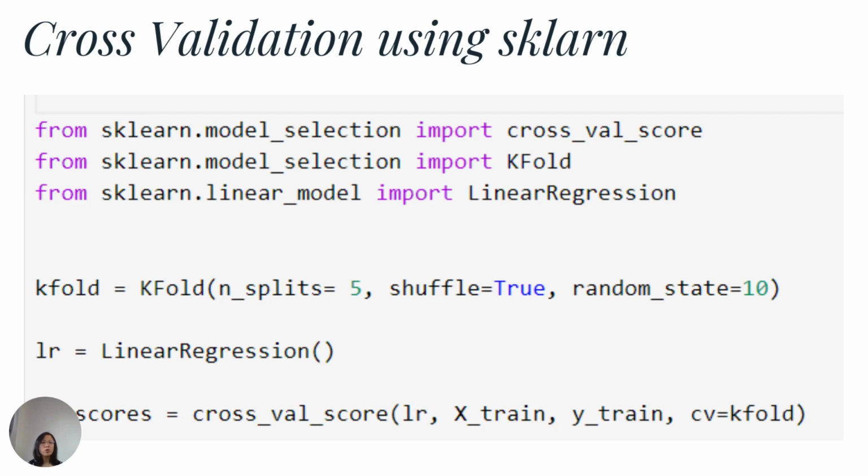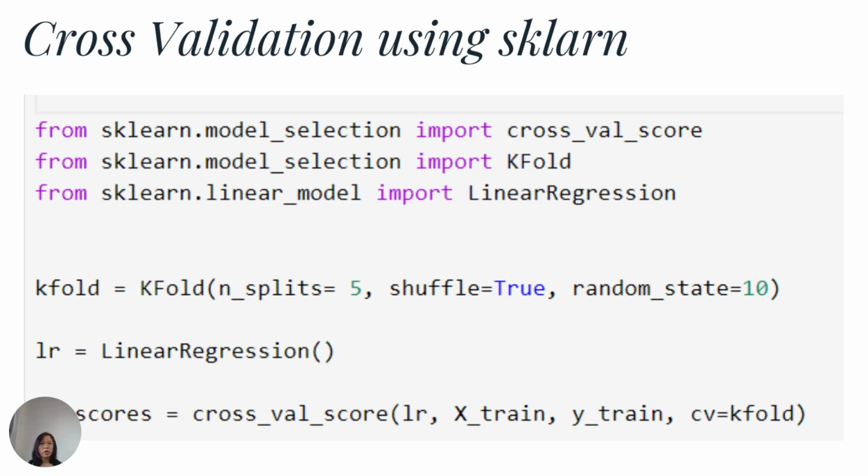Then we use this cross-validation method to find the parameters using GridSearchCV and RandomizedSearchCV, which we are not going to cover in these videos.